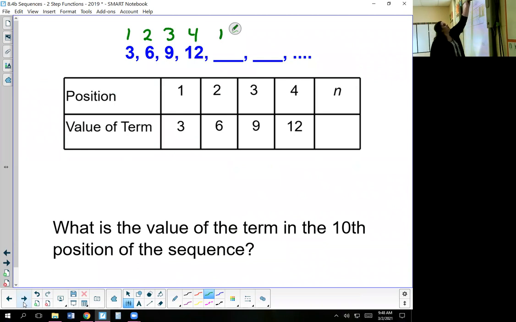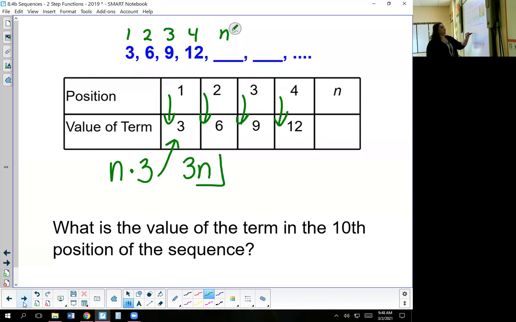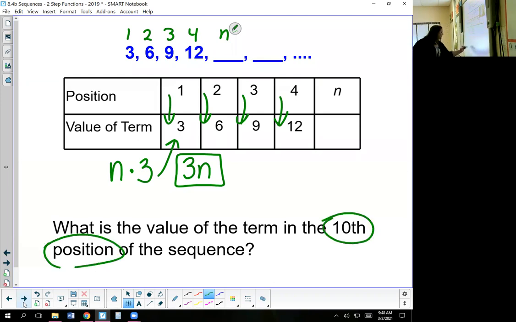Okay? If I wanted to figure out the nth position, going from here to here, here to here, here to here, I would take n and multiply by 3. So 3n is the algebraic expression. If I wanted to know the value of the term in the 10th position, n is 10, so you would just do 3 times 10, which is 30. If I continued this on, I would get 30 as my solution.